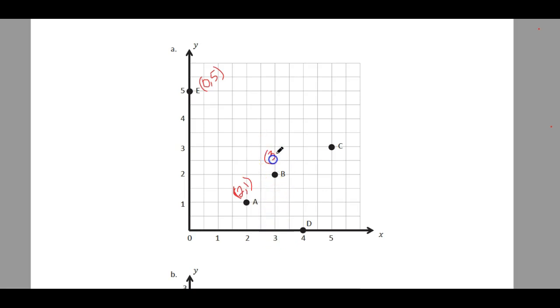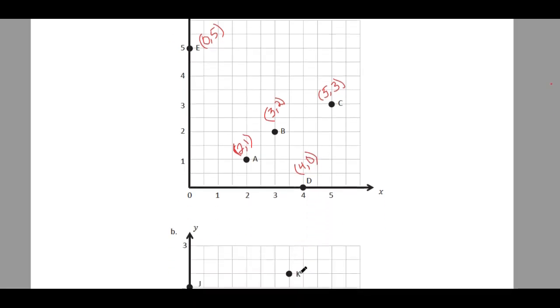So 3, 2. Check out C, 5, fly up to 3. Parenthesis, X is 5, Y is 3. Last one for this graph, D. We went over to 4, and then we went all the way up to nothing. We didn't go up at all. 4, 0. That's the point for D.